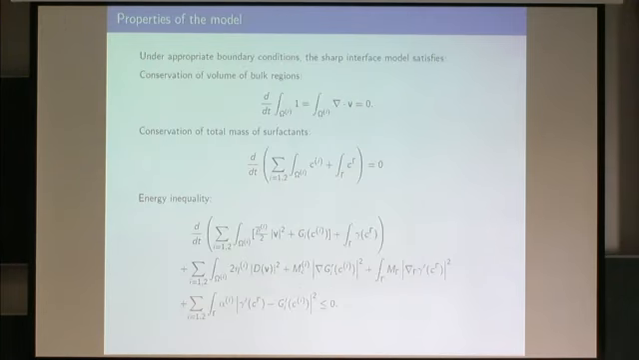Under appropriate boundary conditions, the sharp interface model satisfies the conservation of volume of the bulk regions, conservation of total surfactant mass, and an energy equality. And we note that if we are in the case of non-instantaneous absorption, we get extra energy dissipation.